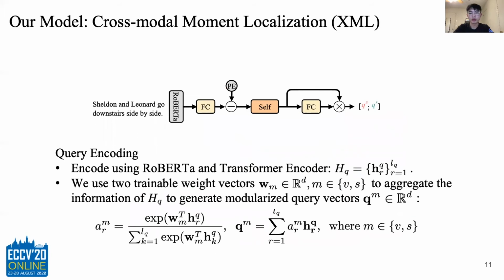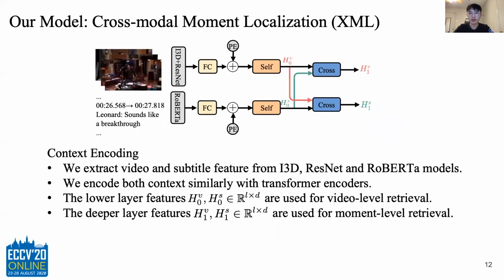Our XML model first encodes the query sentence using transformer encoders. The encoded embeddings are then aggregated with two trainable weight vectors to generate two modularized query vectors for video and subtitle respectively. For context, we extract pre-trained vision and language features, and then encode them using transformer encoders. We use lower layer features for video level retrieval, and we use deeper layer features for more fine-grained moment level retrieval.